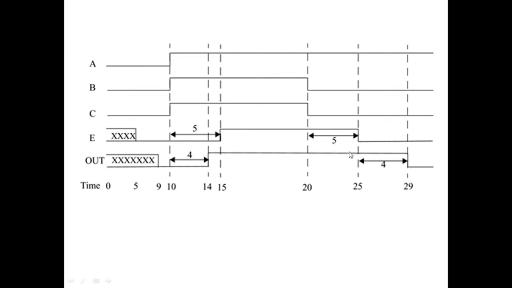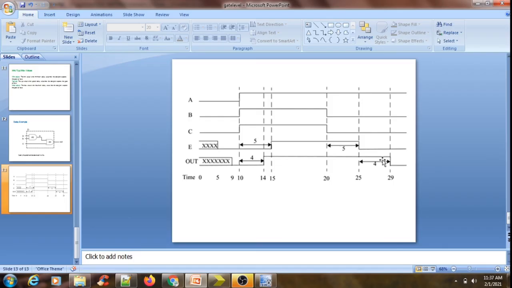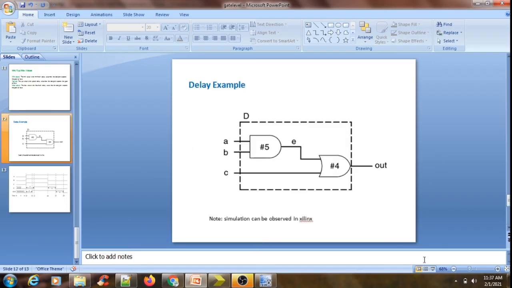Why? Because from 20 to 25 your C and E are logic 0 and logic 1, so C ORed with E gives me out from 20 to 25. The starting is 20 and the ending is 25. So out will start at 24 and end at 29. So from 24 to 29 it will be logic 1. After that it will come to logic 0, because the C and E signals are logic 0. When both are logic 0, the output of your OR gate is also logic 0. So this is the diagram for that.